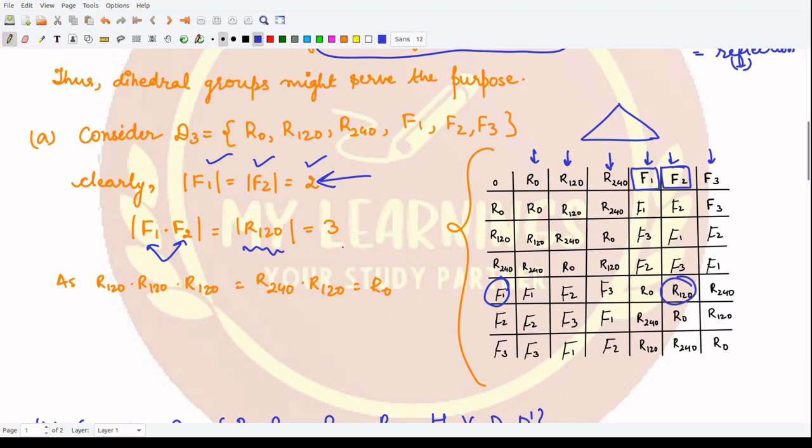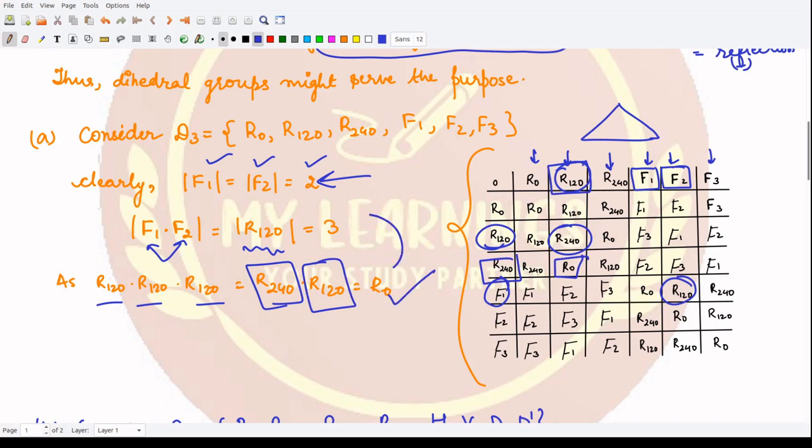And what is the order of this rotation? It is 3. Why? Because when you compose R120 thrice, R120 into R120 is R240, and R240 into R120 gives you R0, which is the identity of the group. Hence the order is 3. So we are done with the first case.